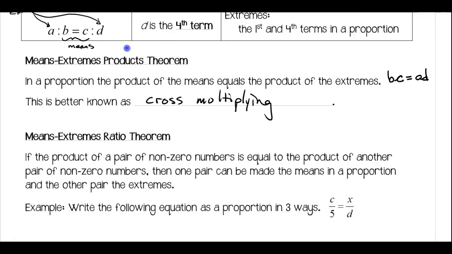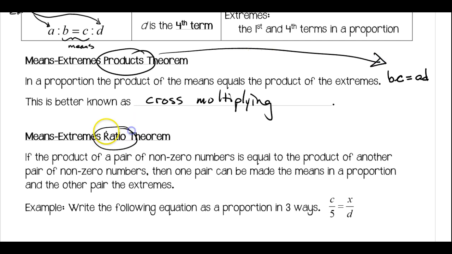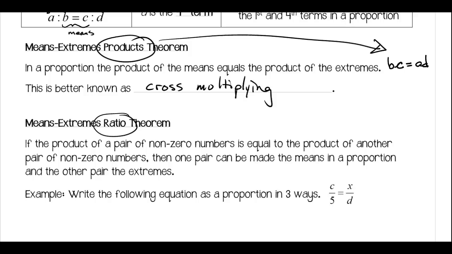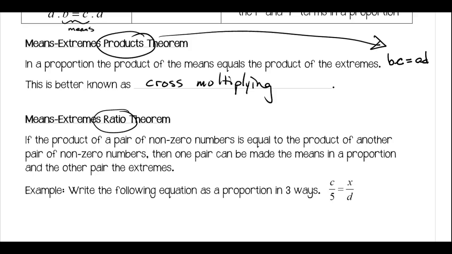This tells us what we end up with. We end up with products. We end up with multiplying. The means extremes ratio theorem says that we're going to end up with ratios. So the theorem tells you what your end product is. I think that'll help you keep these two theorems separated. And when we do have to use these in proofs, you can use the name of the theorem. So you can write means extremes products theorem, and you can write means extremes ratio theorem, but you need to know which one to apply.